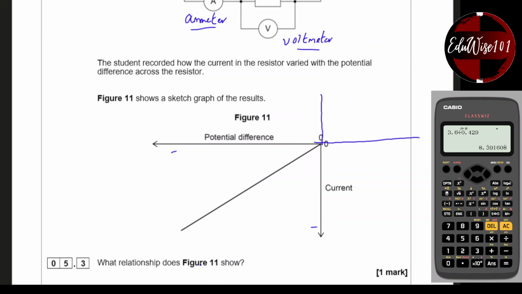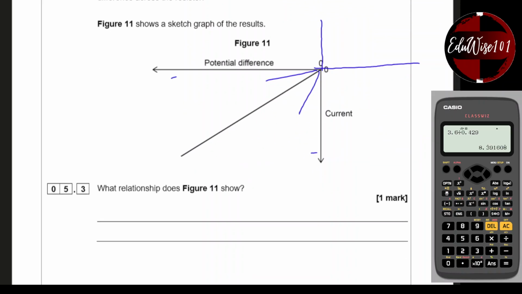What relationship does figure 11 show? Because it's a straight line going through 0 and it's at 45 degrees, right? So it's not at an angle like that or like this, right? Because the line is actually in the middle, it's a directly proportional relationship. So it shows that the potential difference is directly proportional to the current.